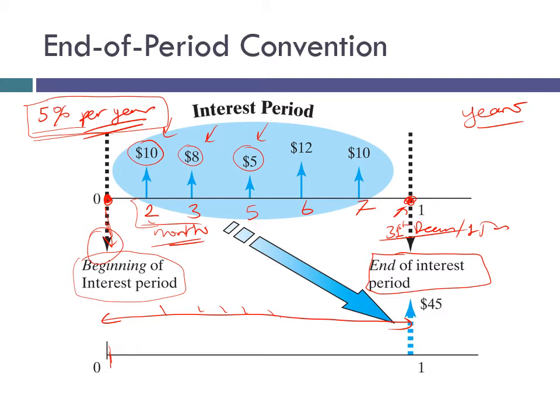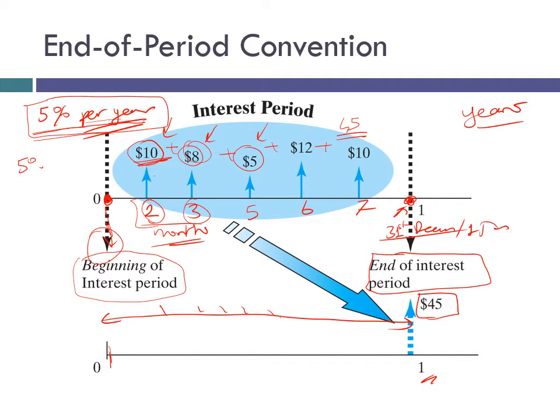move all of these to the end of the period. So instead of saying that $10 is withdrawn at the end of month 2, $8 at the end of month 3, and so on, we will not say that, but we will add them up, which will give us $45, and we will say that all these $45 are withdrawn from the bank account at the end of the first year. Okay? Of course, this is the case when the interest rate is given per year.